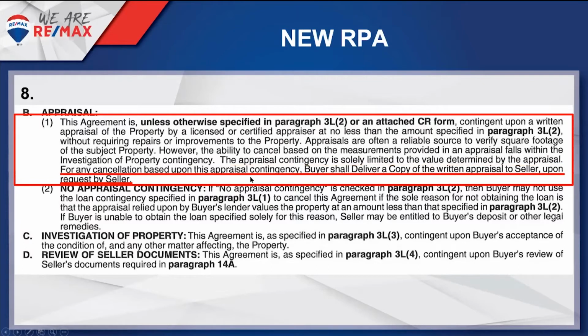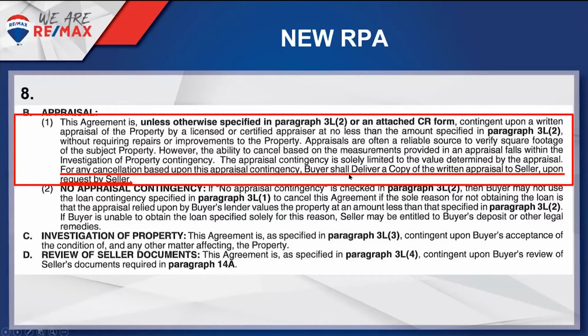So any cancellation based upon the appraisal contingency, the buyer shall deliver a copy of the appraisal to the seller if the seller requests it. I'm going to talk about it in a few minutes, but in general, sellers are not entitled to a copy of the appraisal. The exception, I'll tell you now, and I'll reinforce it in a few minutes, is with FHA and VA loans, the seller is entitled to a copy of the appraisal. That's not well known, but that's true.